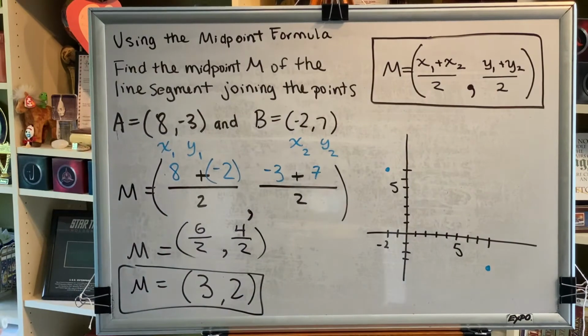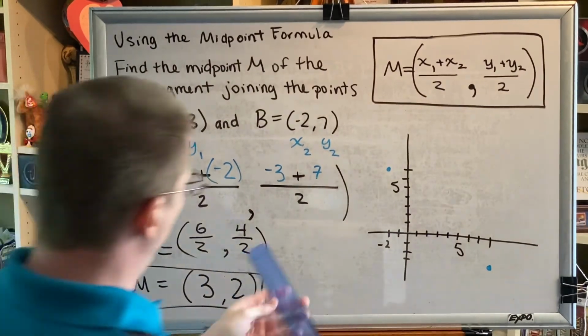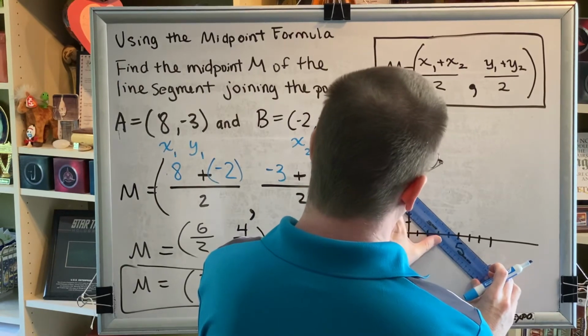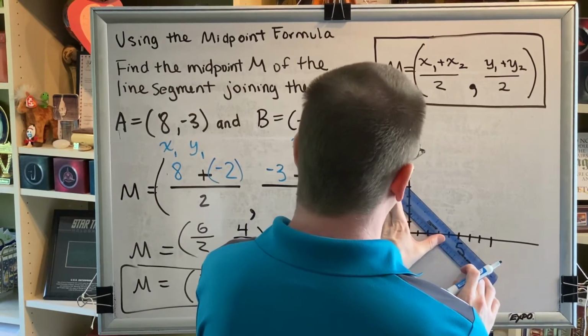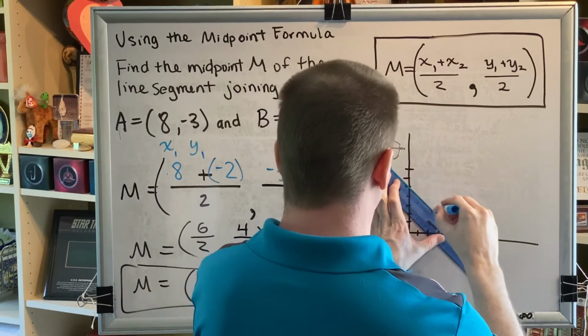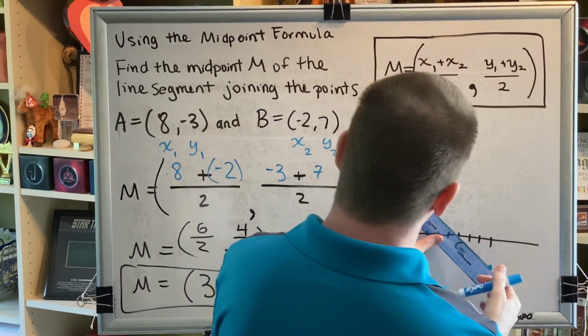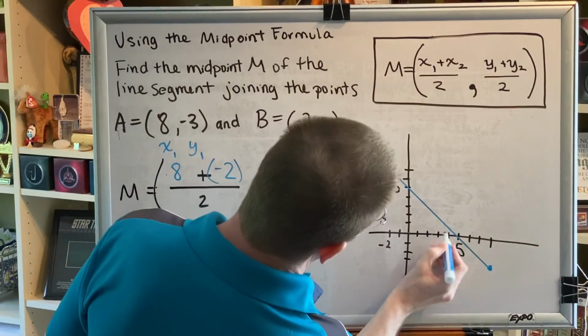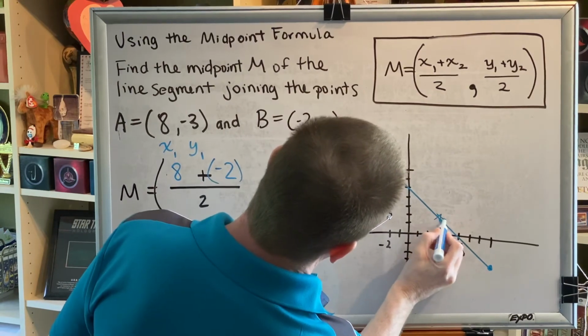Now, if I draw a straight line connecting those 2 points, notice that I'm using a straight edge. Straight lines, line segments, and rays should always be drawn with a straight edge. So if I wanted to approximate the middle of this line, I would say it's somewhere around there.